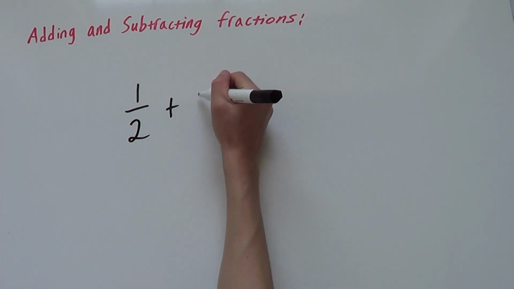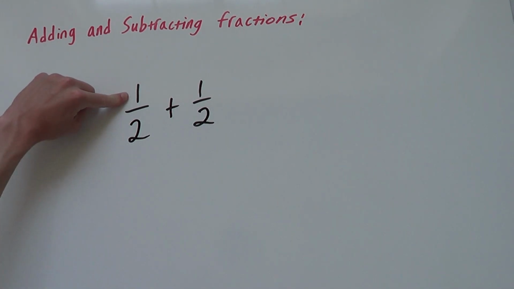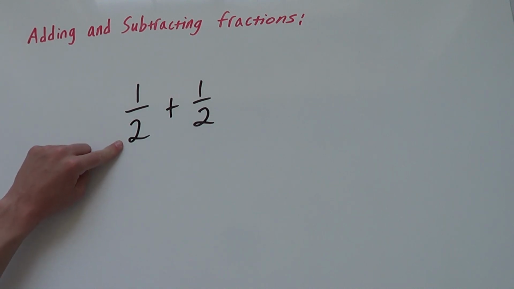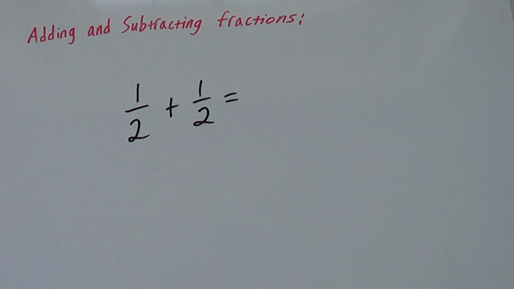To add two fractions together, first remember that the top of a fraction is called the numerator and the bottom is called the denominator. Now, to add these two fractions, you add the two numerators and you keep the denominator the same.